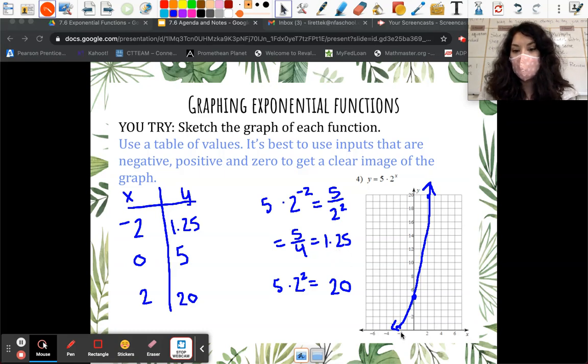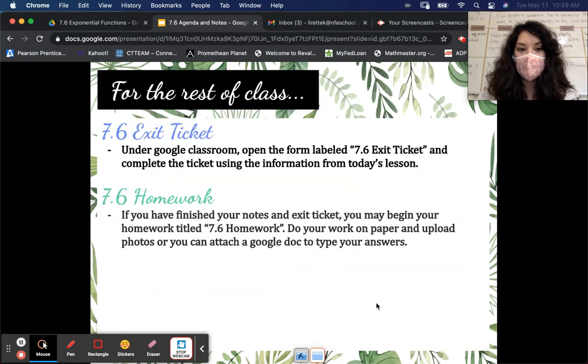So that point is going to be right here, somewhere around there at -2, 1.25. Your y value, you're not even quite to that halfway point on that first grid line, so I just kind of had to estimate. 0, 5 sits right here on the y-axis, and then 20 is all the way up here. Okay, so again, the more points you plot, the better you're going to see how to connect those points. And I believe that was the last one in my slides.